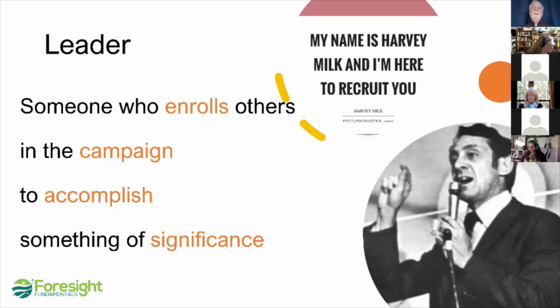It's a campaign. Harvey Milk was the first openly gay supervisor in the city of San Francisco, leading the gay rights movement there in the 1970s. And in his movie, he always began each talk that he gave with this phrase: "My name is Harvey Milk, and I'm here to recruit you." He knew that that was his job. Does he have to manage? Well, if he's a good manager, that's not a bad thing, but he recruits managers.